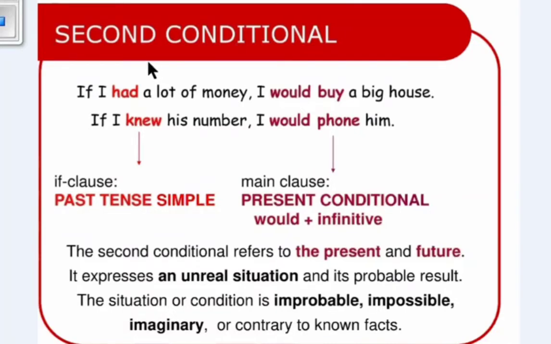Because if you look here, the man doesn't have any money in the present time. So how would he buy a big house? In the second sentence, she doesn't have his number in the present time. So how would she phone him? So again, the first and the second conditional, both of them are in the present time, present situations. But the first conditional is likely to happen, and the second conditional is unlikely to happen. But both of them are in the present and the future.